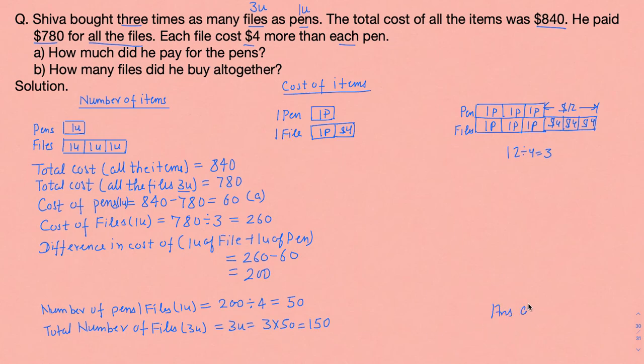So let's write our answer quickly. Part A, he paid $60 for all the pens, and the total number of files he bought is 150. So basically 150 files altogether, right? So that's the solution of this problem.